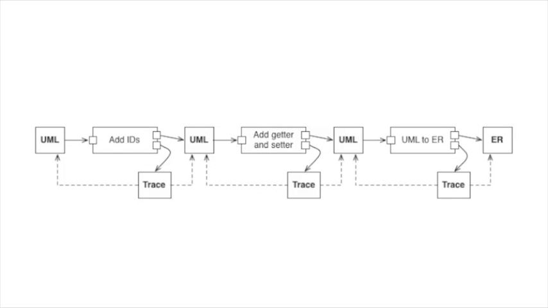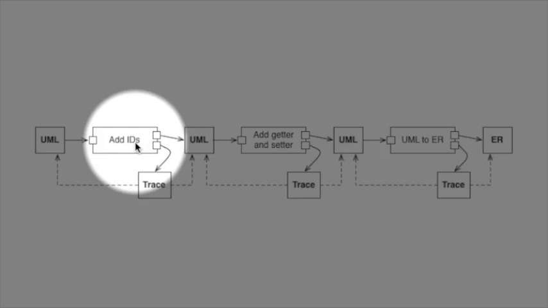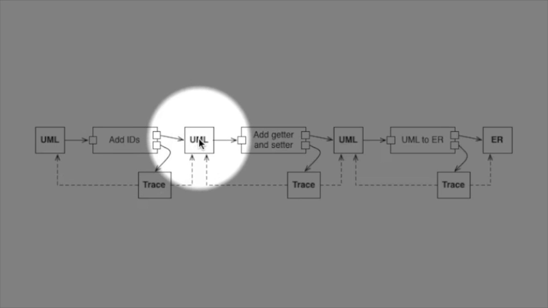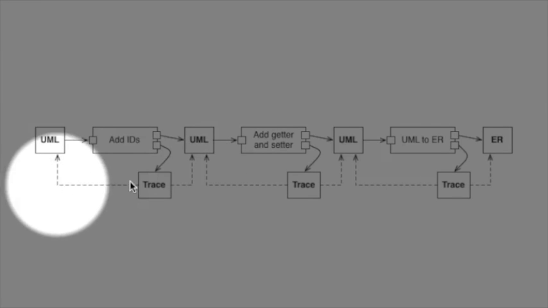So what is a transformation chain? A transformation chain is a series of models connected via transformations. Here we have a domain UML model and a transformation, add ID attributes, resulting in a new UML model. Additionally, a trace model is created. The trace model connects the source model with the target model.